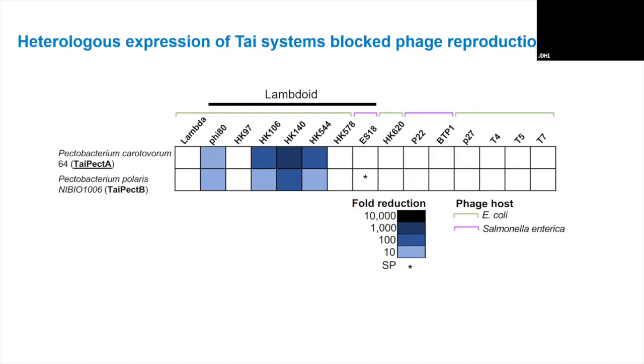We found that 2 TAI systems from 2 different species can block some of the lambda-like phages. Because we can find TAI systems in 2 related species, maybe we can find it in more species, and also we will get a chance to test in a more natural scenario.